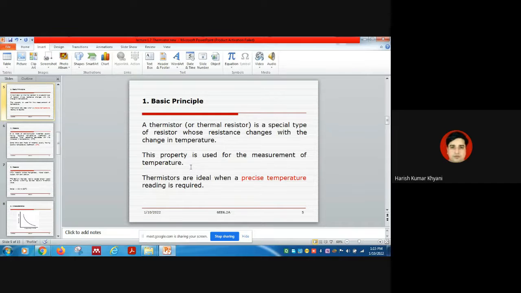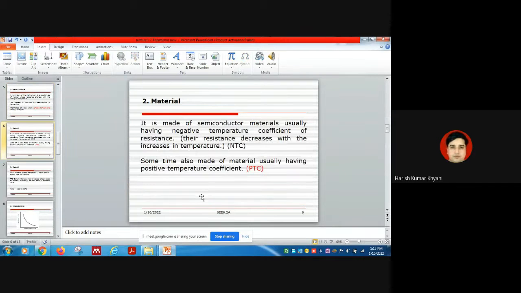So first point is thermistor. It is also known as thermal resistor. Basically, thermistor is a special type of resistor whose resistance changes with change in temperature, right? And this property is mainly used for the measurement of temperature. If we need a very precise measurement, then we make use of thermistors. I'll be discussing this point in our next slides.